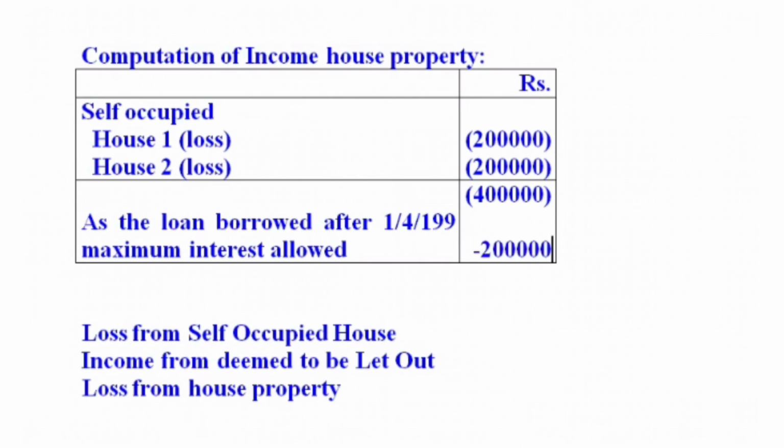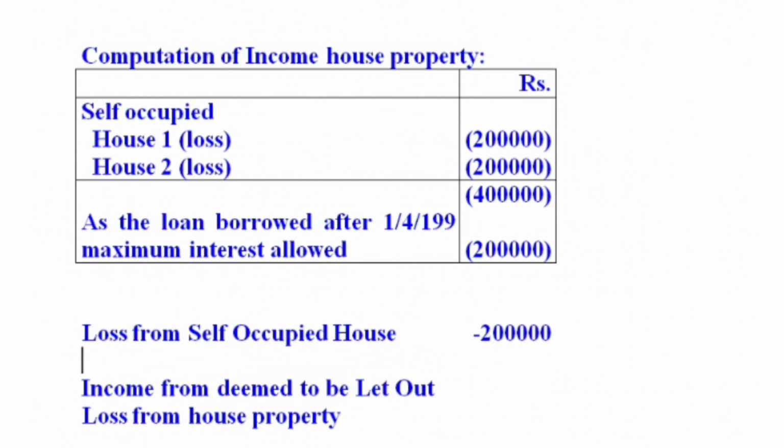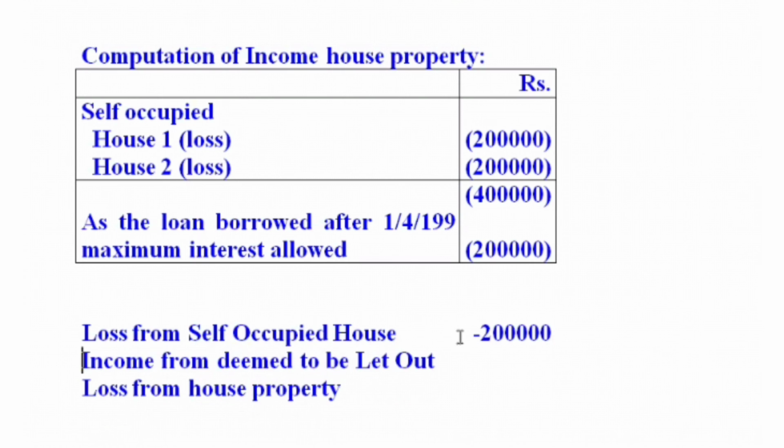The same condition applies if the loan is borrowed after 1/4/1999: the total interest allowed is 2 lakhs only, not 4 lakhs. If it is one house, 2 lakhs. If it is two houses, also 2 lakhs only. So the maximum interest allowed as per the Income Tax Act is 2 lakhs only.